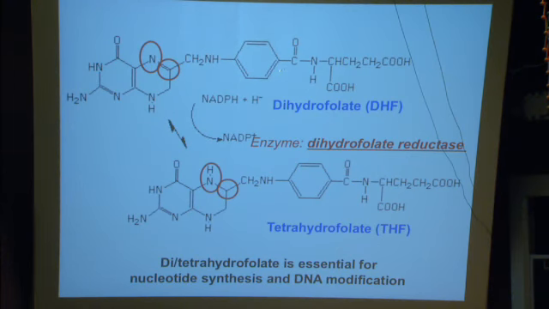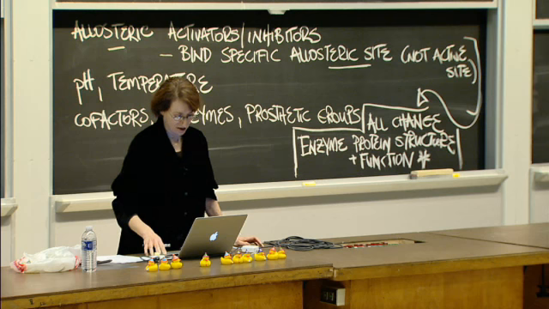The substrate is dihydrofolate. It's a complicated molecule, but I've circled the important part. You can see there's a double bond here, which is going to be reduced when the enzyme acts. And here is the reduced form, tetrahydrofolate, of dihydrofolate. You don't need to take notes on this. Just look and listen.